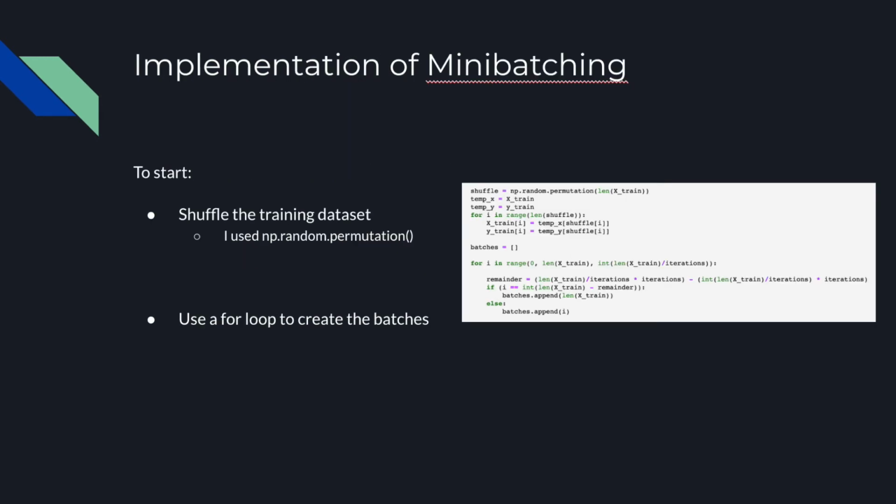In order to implement mini-batching, I had to make several additions to the original noisy gradient descent code. To start, I shuffled the training dataset at the beginning of the algorithm. And then I used a for loop to create the batches of data. In my for loop, I started at 0, I went to the length of the training dataset, and then I used a step size of the length of the dataset divided by the number of iterations that would be performed.